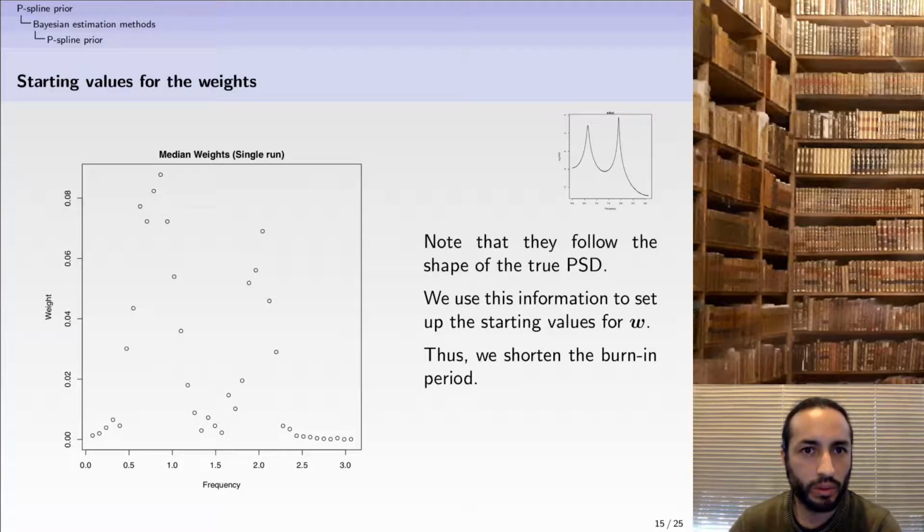Since the weights follow the shape of the true power spectral density function, we use the periodogram to specify good starting values for the weights, making the burn-in period unnecessary. In addition, we use pilot posterior samples to specify the proposals in the Metropolis-Hastings algorithm, improving the mixing of the Markov chains. Therefore, the sampling of the posterior distribution of v is sped up.